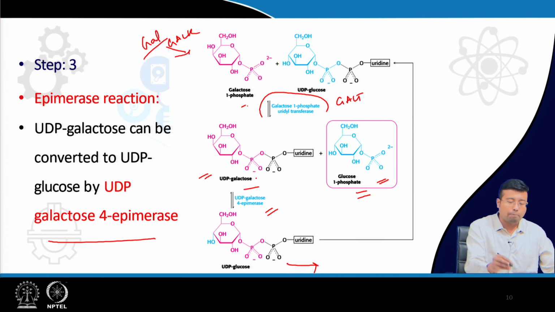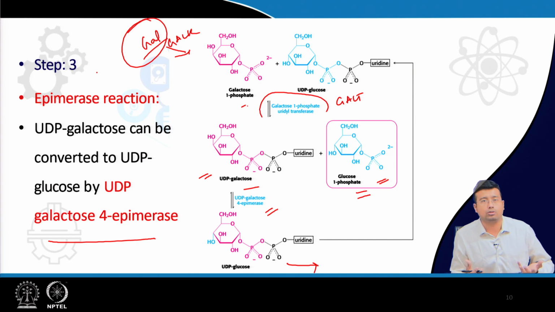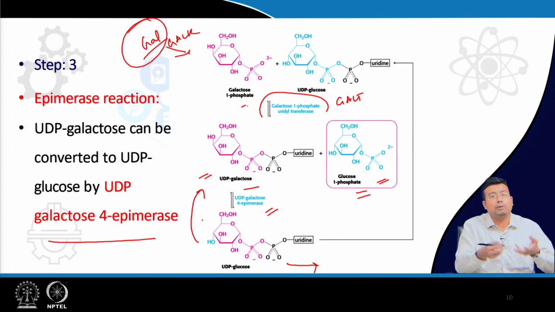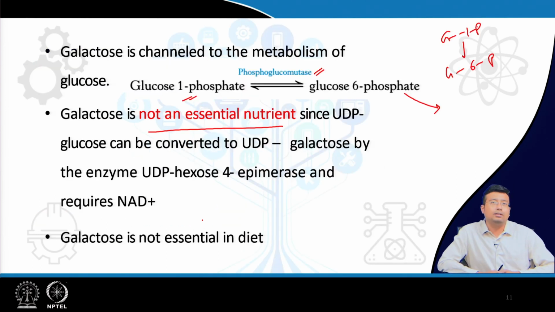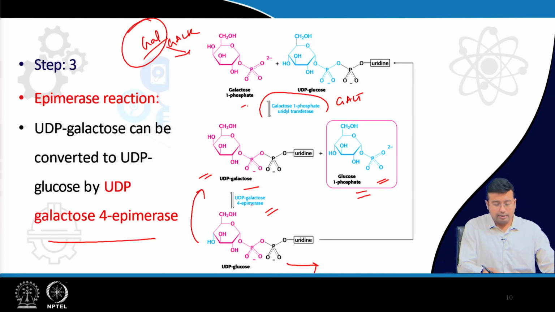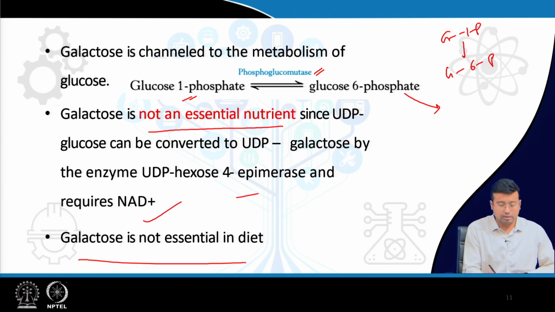So, if this whole pathway is absent, how? There is less galactose in the diet. Suppose there is low galactose, will the body have no UDP galactose? No, it will have. Why? Because we can always get UDP galactose from UDP glucose. The reverse pathway is very much feasible. Therefore, galactose is not an essential nutrient in the diet, right. Only what we need is the action of this enzyme, galactose 4 epimerase, and this requires NAD plus, right. So, galactose is not essential in the diet.